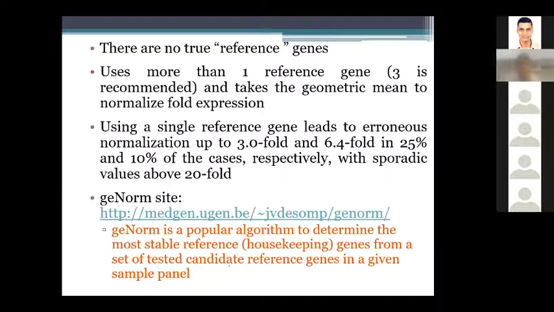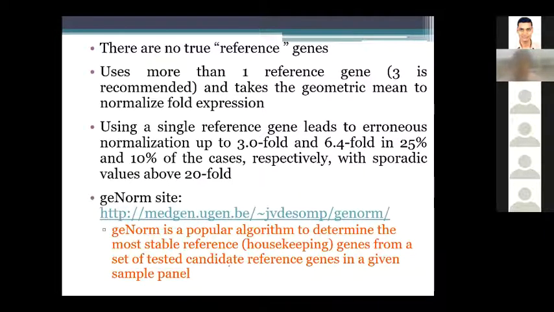So for analyzing gene expression data, it is recommended that you go for at least three reference genes, take the geometric mean and then normalize your fold expression. Using a single reference gene leads to erroneous normalization of up to 3-fold and 6.4-fold in some cases.